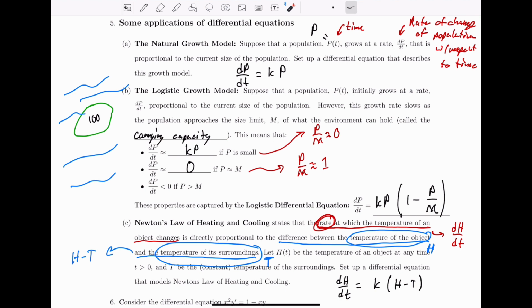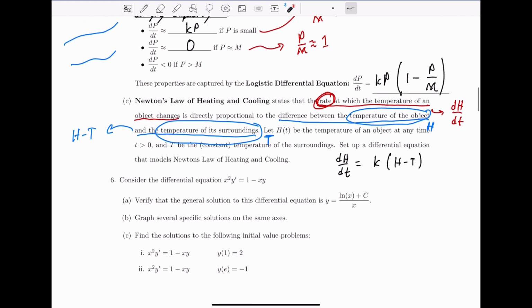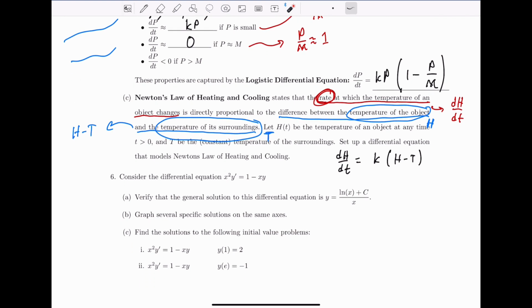Let's take a look now at one final example for this section. Take a look at problem 6. Here we have a differential equation. It is a first-order differential equation. It's not autonomous because it depends on x. And we want to show that the general solution is this right here.